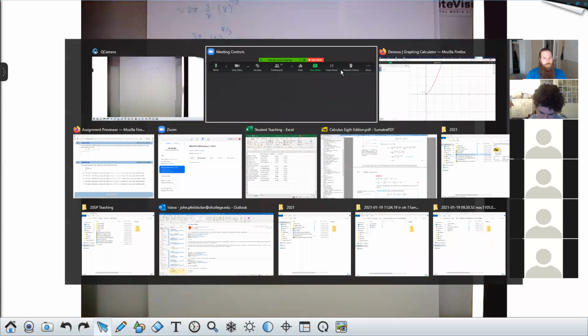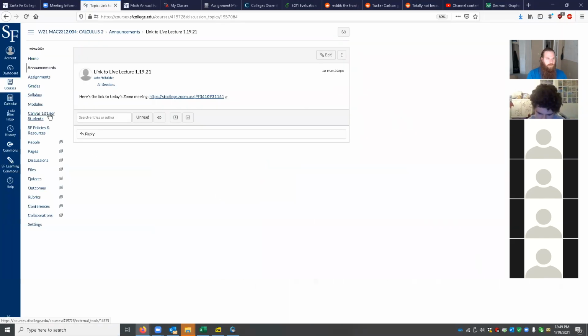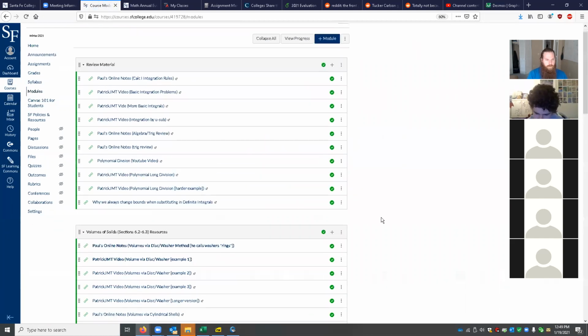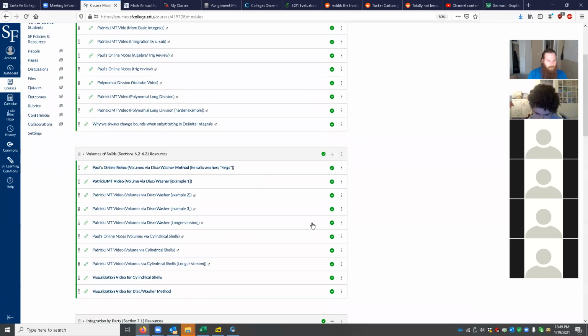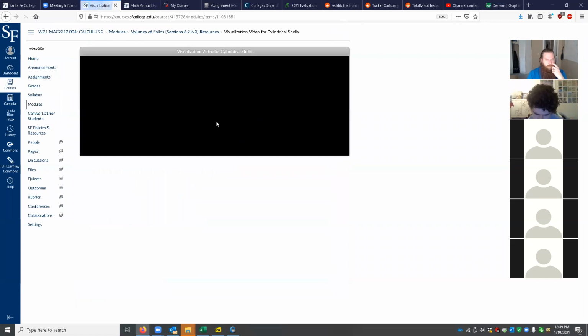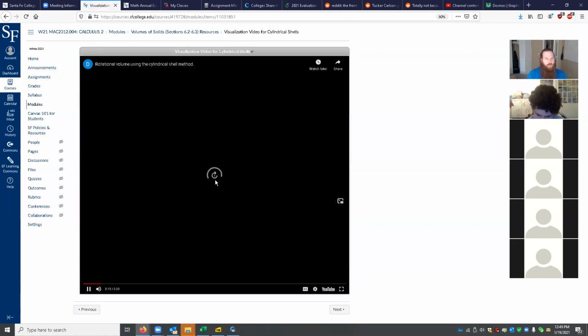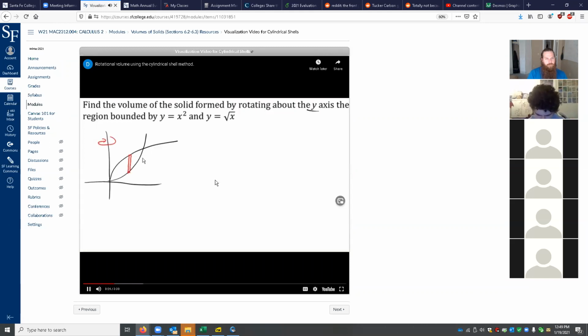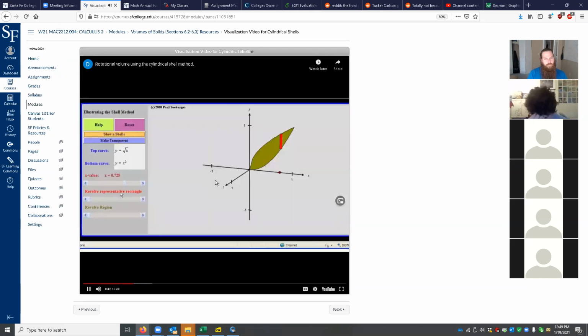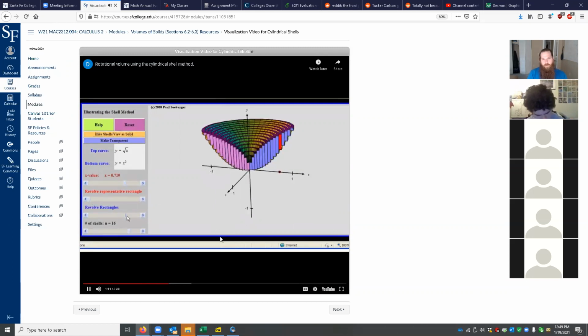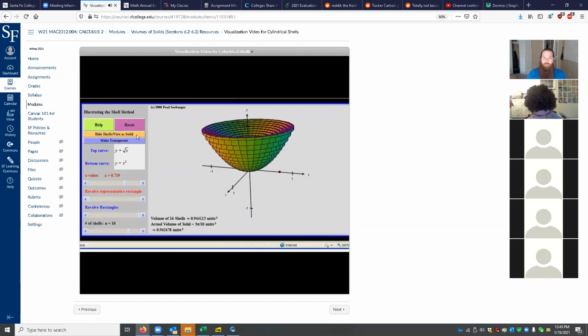So again, it might be useful to come back here and take a look at these now that we've had some time with them. This is the visualization for cylindrical shells, to try and see how this can generate the whole solid. If we start revolving it, notice there's one strip giving one shell. But then if you had a lot of strips, they'd give you a lot of shells that look a lot like the whole solid.